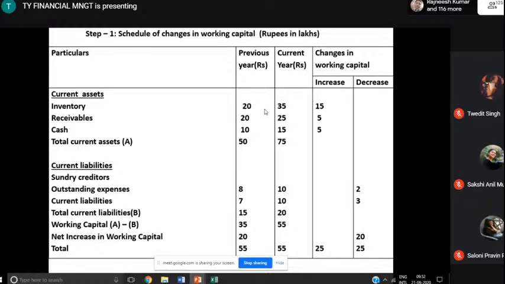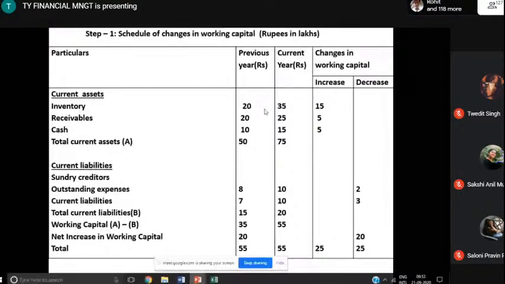We started with an opening balance of 35 lakhs, ended with 55 lakhs. Therefore, net increase in working capital is 20. Last lecture you have written the note. When there is increase in working capital, the answers must appear in amount column 1 and 4. See the last lecture note. Total 55, 55, 25, 25.